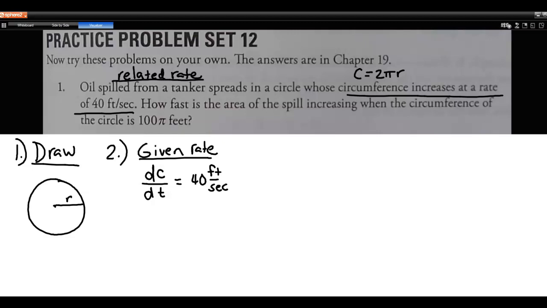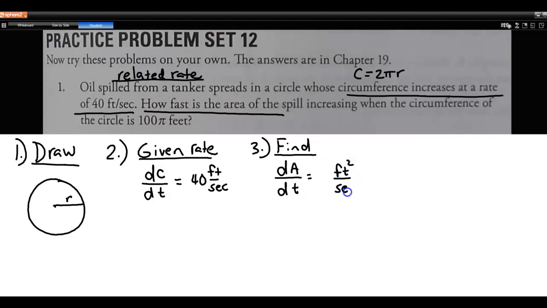Okay. Now, what they want us to figure out is how fast the area is changing. So find dA/dt. How fast is the area of this circle increasing? Now, area is measured in square units, so that's going to be square feet per second. Now, you guys can imagine that if your circumference is increasing, because that's a positive rate, correct? Then your area is going to be increasing, so that's going to be a positive rate.